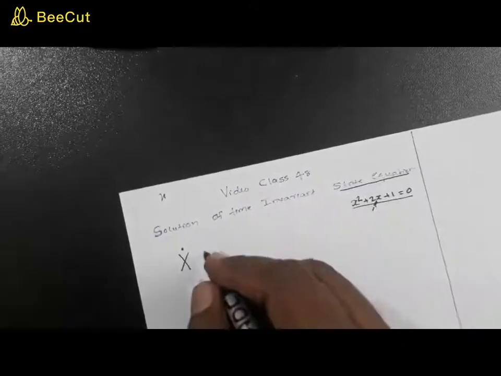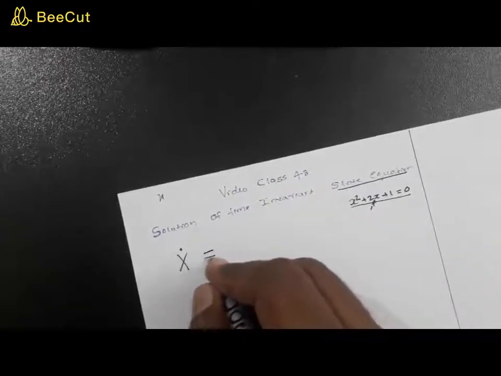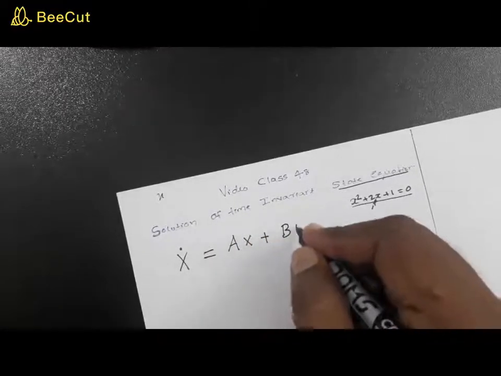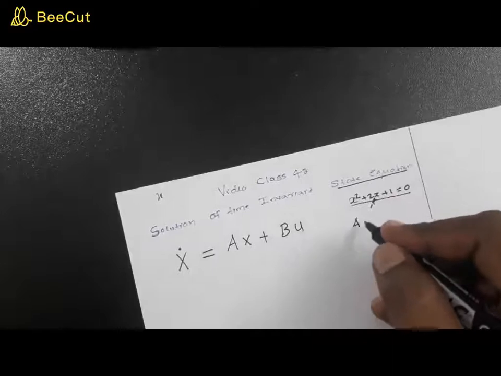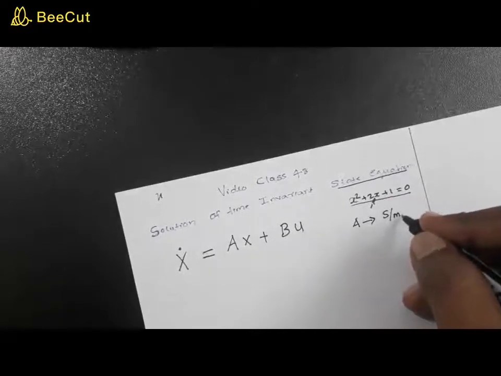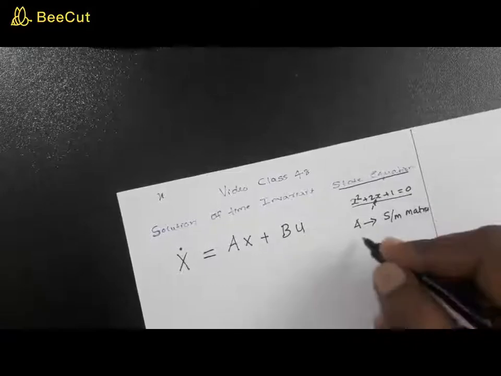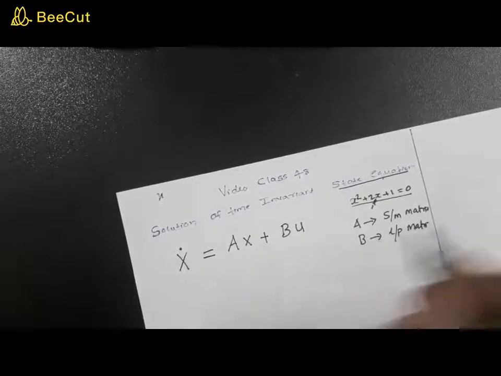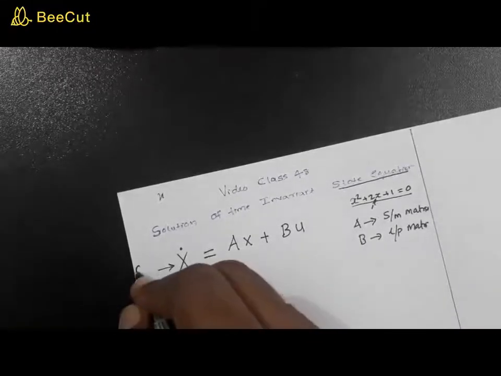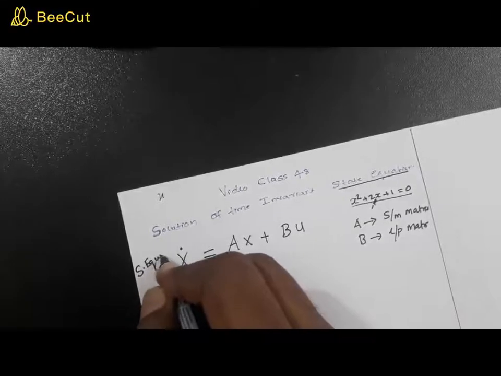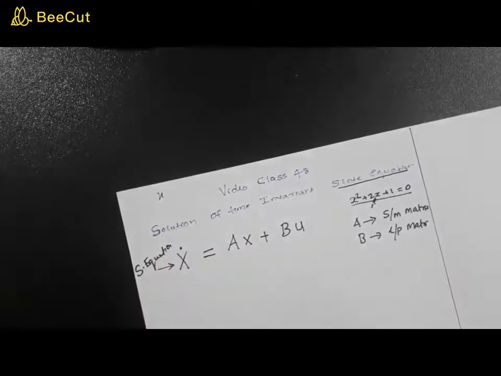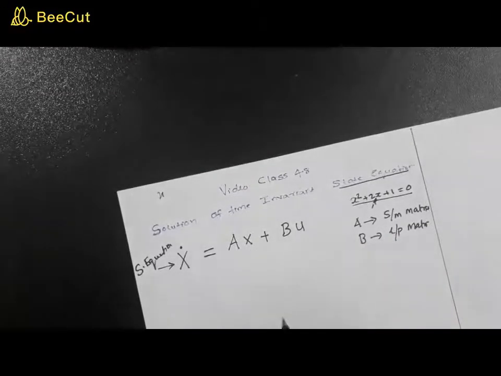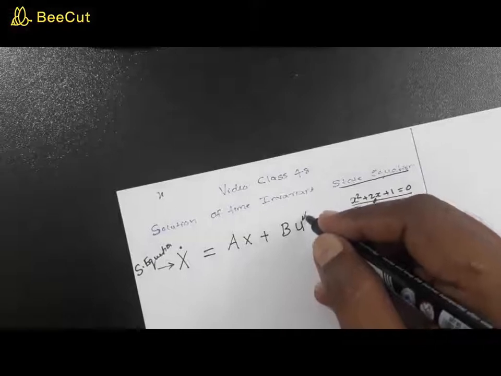All the state equations have a general form like this: x dot is equal to A times x plus B times u. Where A is called the system matrix, B is called the input matrix, and x dot is what is called the state equation. Now since it is an equation, we are expected to solve this. Anyway, the input is known.